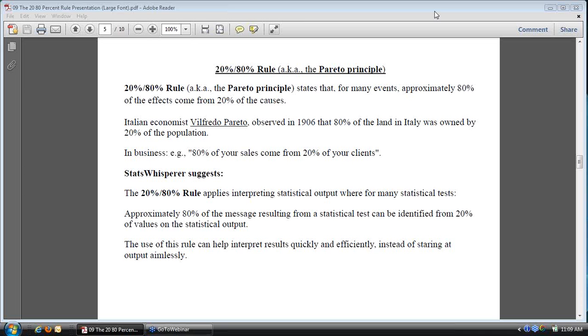Now, StatsWhisperer suggests that in interpreting statistical output, 20% of the values on the output will tell you 80% of the message that the statistical test is indicating. The rule can help interpret results quickly and efficiently instead of having one staring at the output aimlessly.